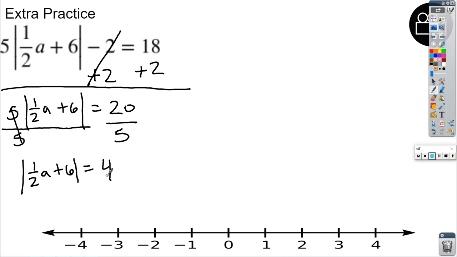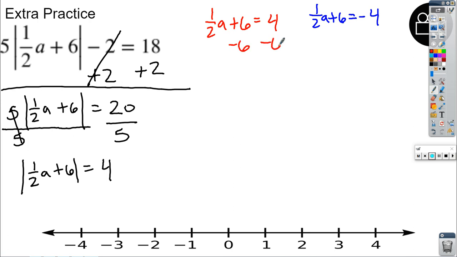So if I take a look at my C number, I know how many solutions I should have. I should have 2. So let's go ahead and work that out so we can see what the two different solution types are. So the first one, I have 1/2 a plus 6 equals that positive 4. And then I have my other one of 1/2 a plus 6 equals our negative 4. So let's go ahead and work those out.